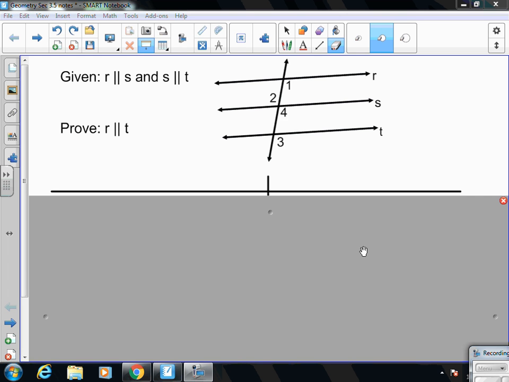Alright, so starting off here, got a proof to start off with. It's given that R is parallel to S and S is parallel to T, we want to prove that R and T are parallel. So it's giving us that R and S, these two top lines, are parallel. Then it tells us that S and T, the bottom two, are parallel. So we want to prove that the top one and the bottom one are parallel then.